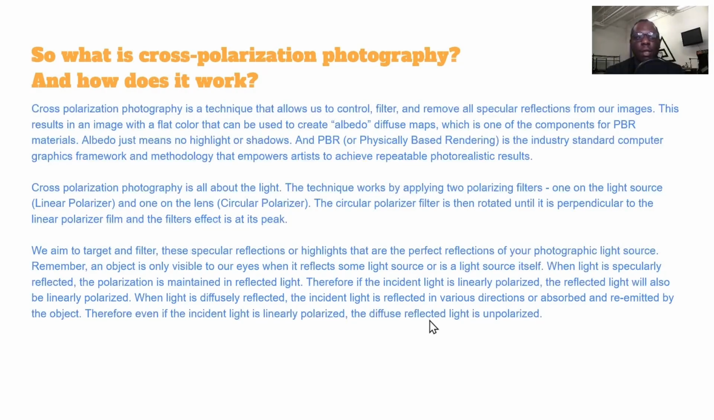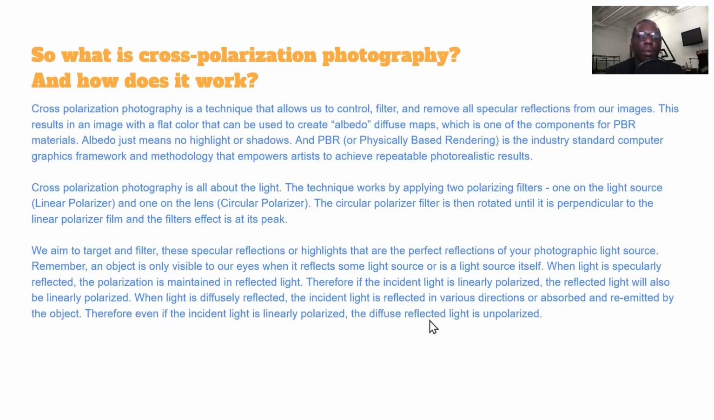The technique works by applying two polarizing filters, one on the light source, which is our linear polarizer, and one on the lens, which is our circular polarizer. The circular polarizer filter is then rotated until it's perpendicular to the linear polarizer film, and the filter's effect is at its peak. So we aim to target and filter these specular reflections or highlights that are the perfect reflections of your photographic light source.